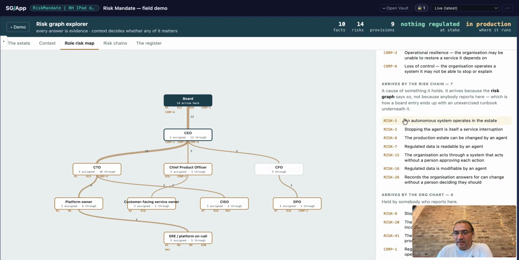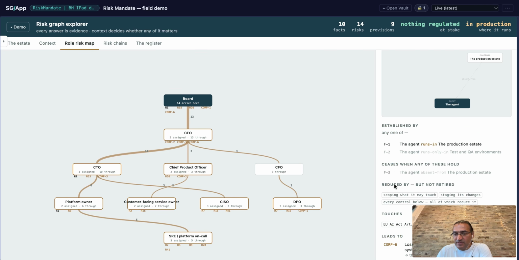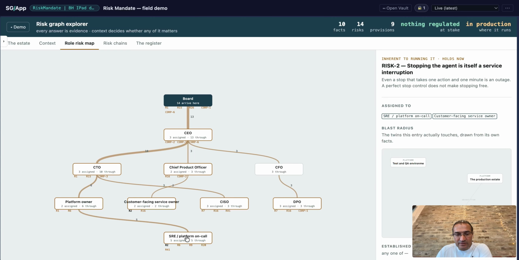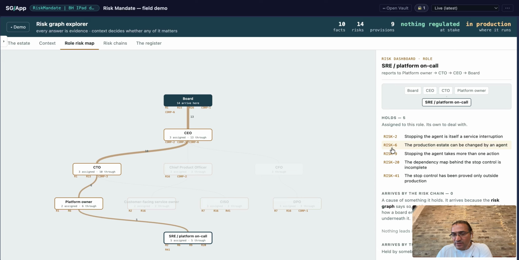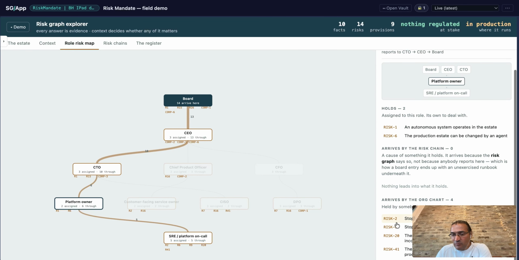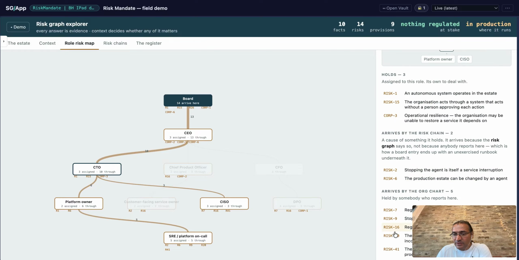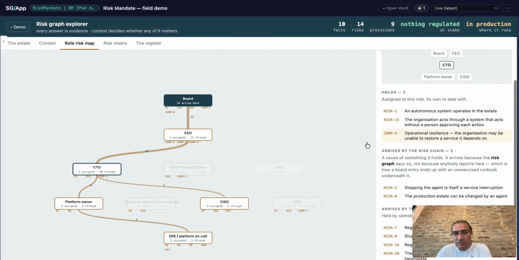So you can see that something arrives because the risk graph says so, right? That means these particular risks that exist there, which for example come from here, so you can see that this risk here, let's say the SRE is holding risk 2, risk 6, risk 9, risk 20, risk 41, and those risks are also now going to exist, the same risks connected to the platform owner, who now has a couple more risks of its own, and now the CTO has a couple of risks of its own, but also inherits all the risks that we mentioned below, all the way up.